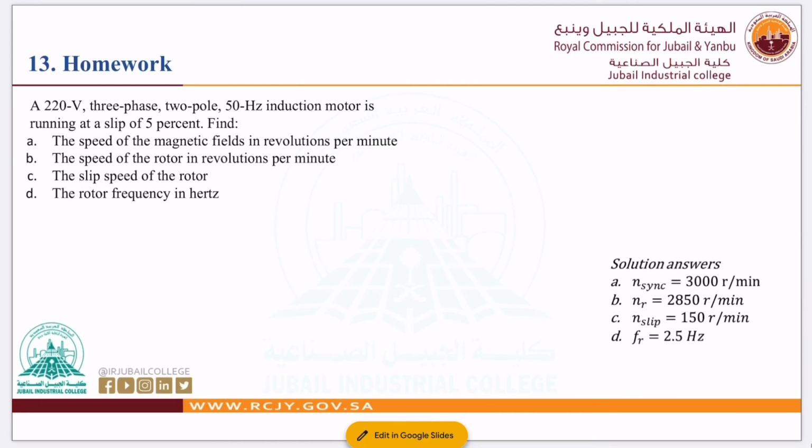So this is the solution, the answer is given to you. The synchronous speed is 3000. The rotor speed is 2850, the slip speed is 150, and the frequency of the rotor is 2.5 hertz. Please try to find it. If you have any problem, we will discuss it inshallah in the coming discussion classes.